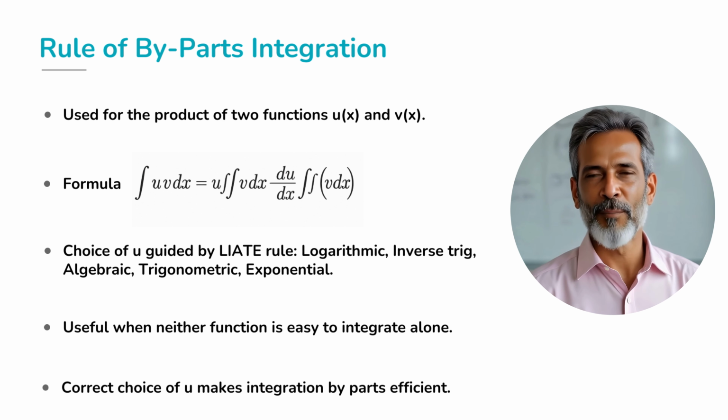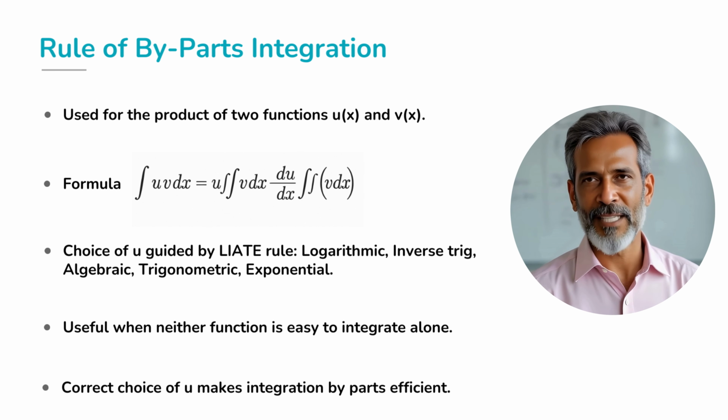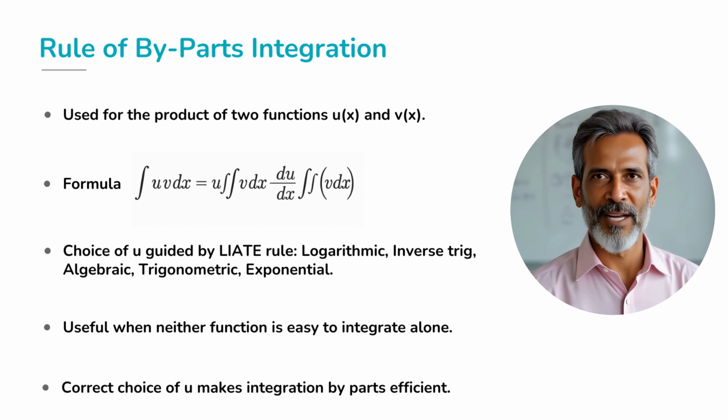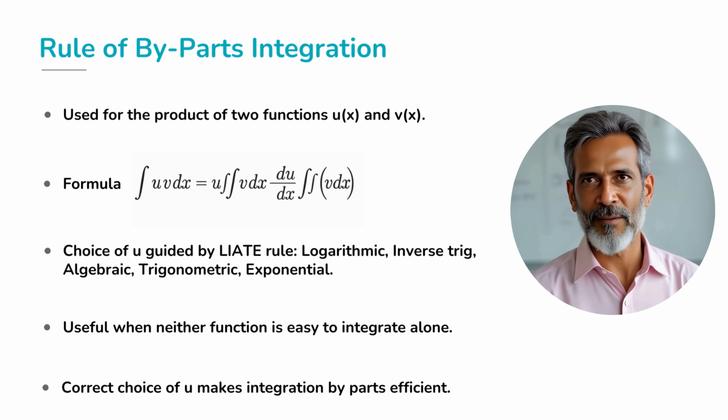Now for integration by parts, a very powerful method when we have a product of two functions. The formula is the integral of u v dx equals u multiplied by the integral of v dx minus the integral of the derivative of u multiplied by the integral of v dx. Choosing which function is u and which is v is critical. For that, we use the LIATE rule. It stands for logarithmic, inverse trig, algebraic, trigonometric, and exponential. The one that comes earlier in this order is chosen as u. This choice can make or break your solution.